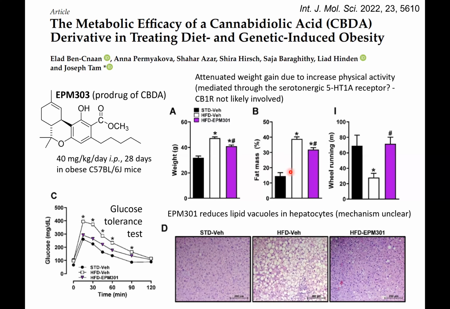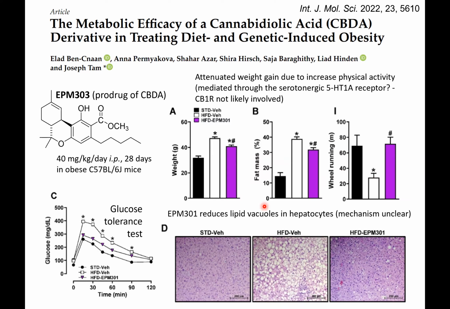Now, they also looked at fat mass being reduced and the activity here. So this is the wheel running. This is a measure of how active these animals are. On a high fat diet, they're not really active at all, but if you give them this compound that's derived from the CBDA, then the activity is back to normal levels. So this is all very encouraging news.